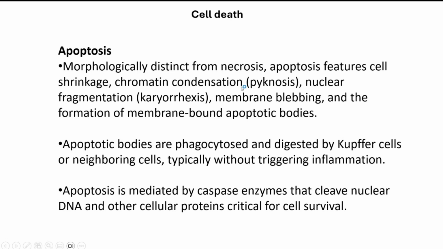Then there is chromatin condensation, nuclear fragmentation, membrane blebbing, and formation of membrane-bound apoptotic bodies. Apoptotic bodies are phagocytized and digested by Kupffer cells or neighboring cells, typically without triggering inflammation. Apoptosis is mediated by caspase enzymes that cleave nuclear DNA and other proteins critical for cell survival.